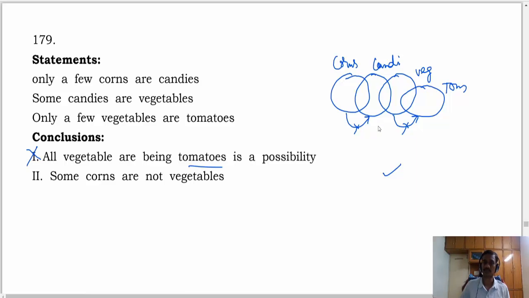Okay, it can be written. Hence the alternate diagram is proven. Hence the previous conclusion is false. Hence neither one nor two. Choice 4 is the answer. Some corns are not vegetables, true. Then the conclusion all corns are vegetables is false, since some corns are not vegetables is definitely true.